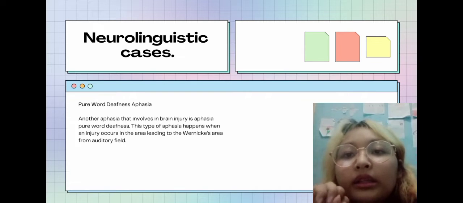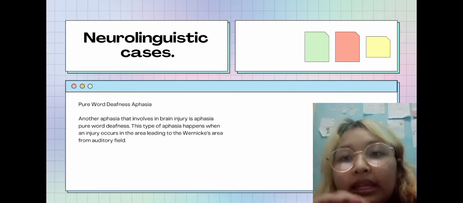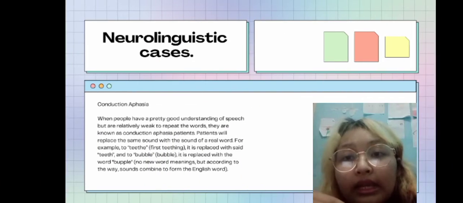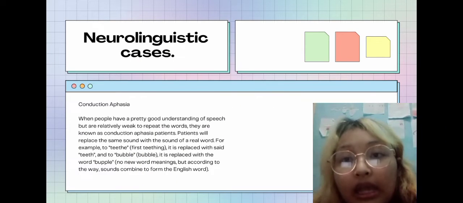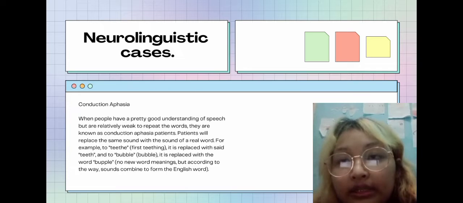And then there is pure word deafness aphasia. Another aphasia that involves brain injury is pure word deafness. This type of aphasia happens when an injury occurs in the area leading to Wernicke's area from the auditory field. Conduction aphasia: when people have a pretty good understanding of speech but are relatively weak at repeating words, they are known as conduction aphasia patients.